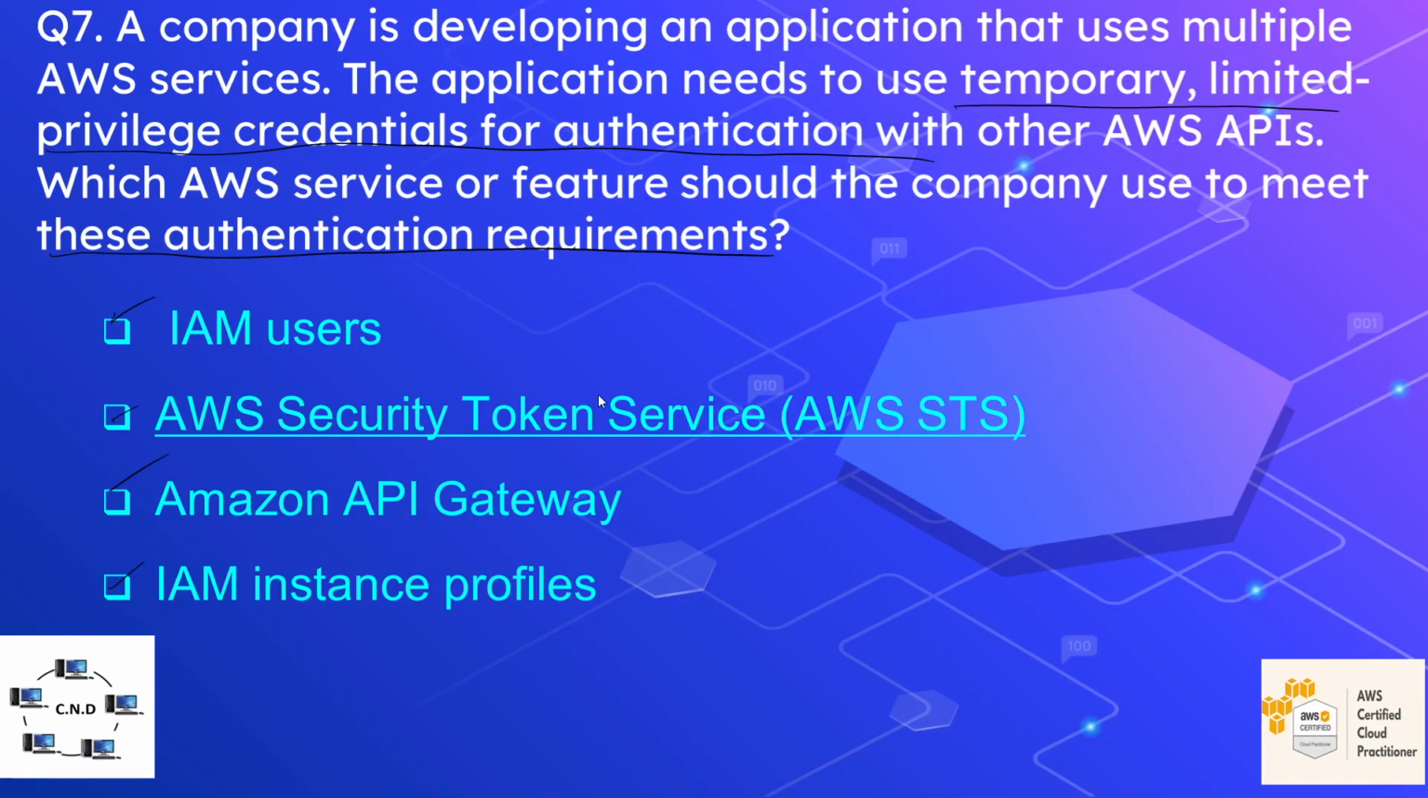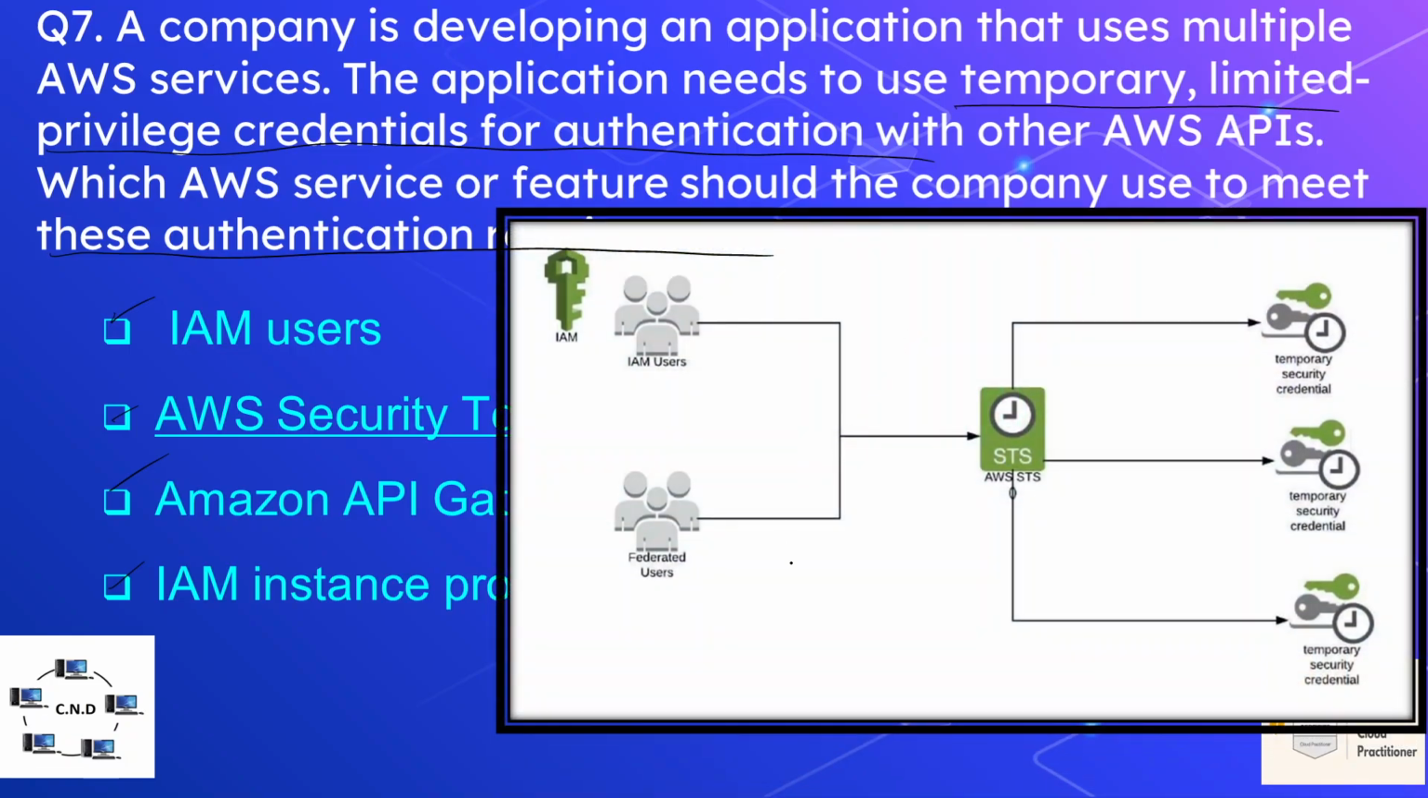And the correct option is that the user can use AWS Security Token Service, or AWS STS, to provision temporary and low privileged accounts. This is a visual of this service. Here the user can provision these accounts through AWS STS, and he or she can use the temporary account for a limited time period and with limited security credentials.